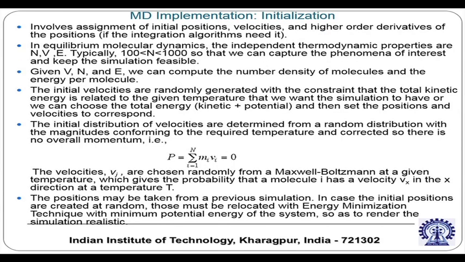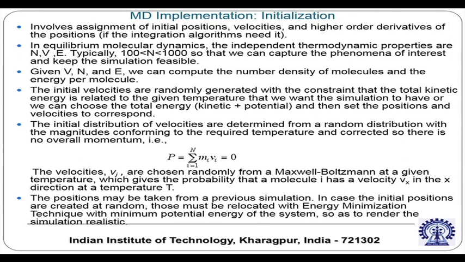Initialization. So for implementation this is what is important, it involves assignment of initial positions, velocities and higher order derivatives of positions. In equilibrium molecular dynamics, the independent thermodynamic properties are n, V and E. Typically n is between 100 to 1000, so we can capture the phenomena of interest and keep the simulation feasible. Given n, V and E, we can compute the number density of molecules and the energy per molecule.